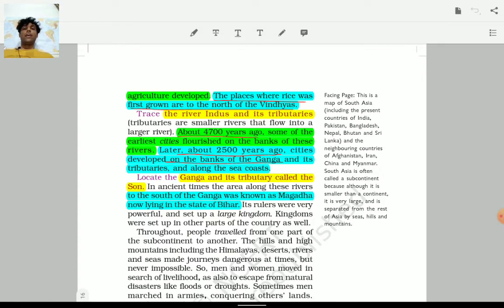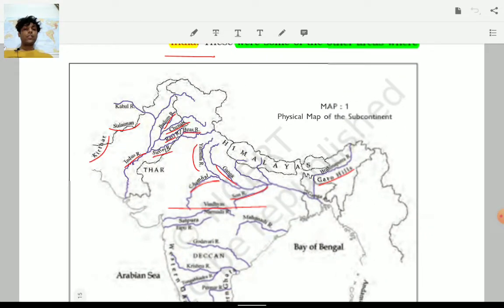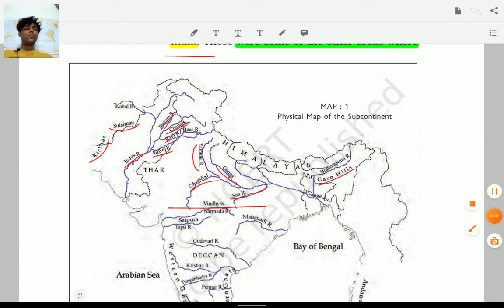It is important to understand the rise of the Indus River and its tributaries. Tributaries are nothing but smaller rivers that flow into a larger river. So let us look at the Indus River and its tributaries. It is important to understand in the beginning which rivers are the tributaries of the Indus and where the Indus is flowing.